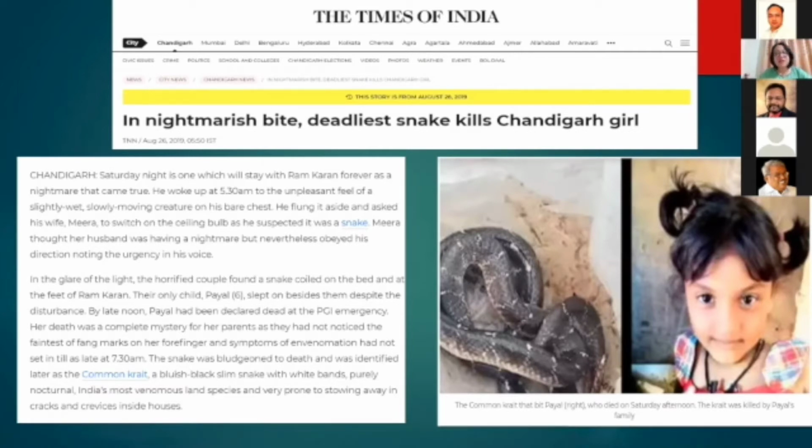And it was really surprising for the kid's parents, because they had not noticed a very faint fang mark on her finger, and symptoms of envenomation had not set in till 7:30 a.m. And then later they found this snake. The snake was killed, and it was later identified as a common Krait.